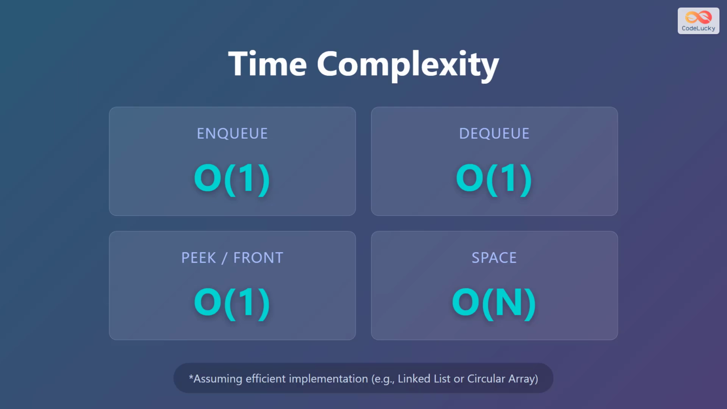In terms of performance, queues are very efficient. The main operations, enqueue, dequeue, and peek, all have a time complexity of O(1). This means they take a constant amount of time regardless of how many items are in the queue. The space complexity is O(n), growing linearly with the number of items.